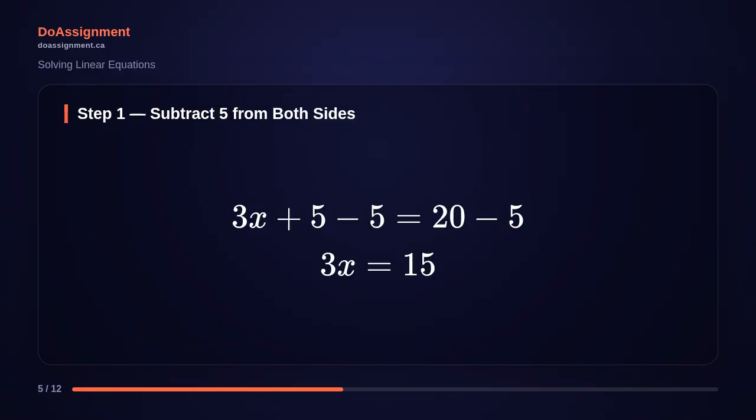First, subtract 5 from both sides. On the left, plus 5 and minus 5 cancel out, leaving 3x. On the right, 20 minus 5 is 15, so now we have 3x equals 15.